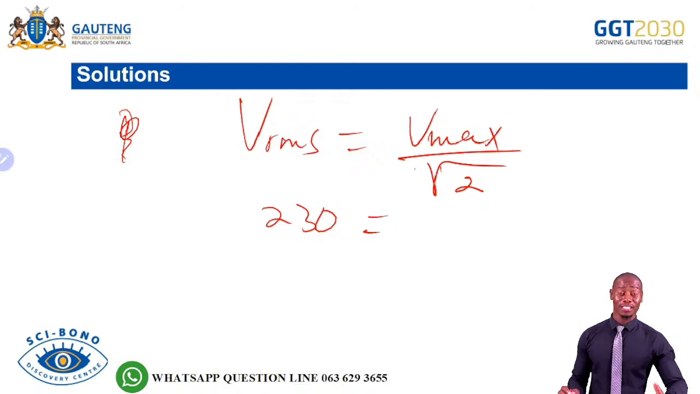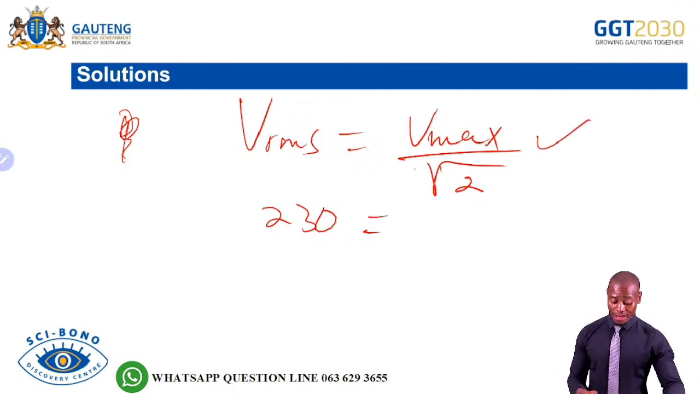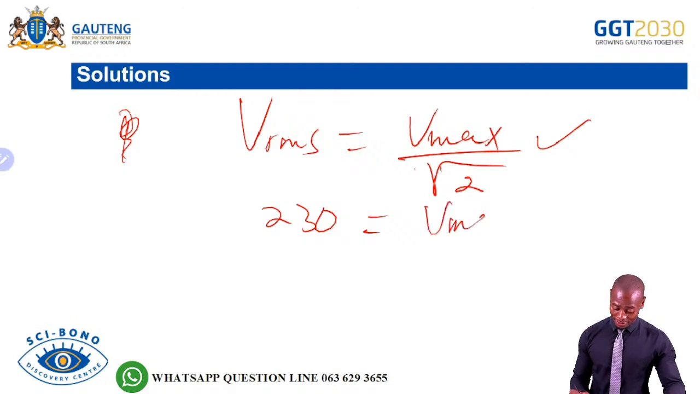For the correct equation, we give a mark for correct substitution. We also give a mark for the correct answer with the units. So correct equation: copy it as it is from the data sheet, right? Then substitution. This is Vmax. It's what I'm looking for. So divide by root 2. Then here it will be Vmax.